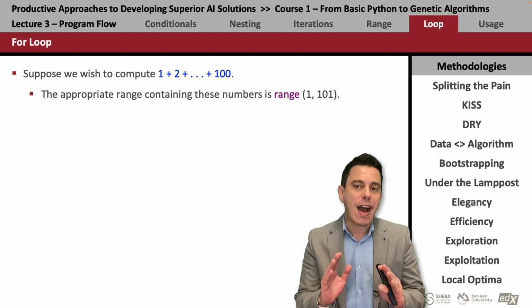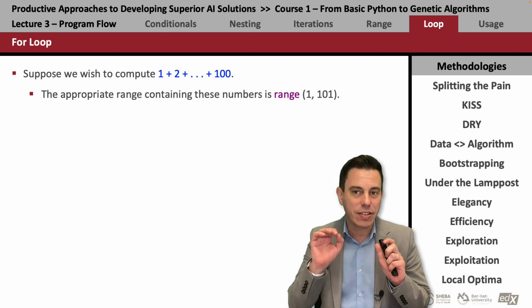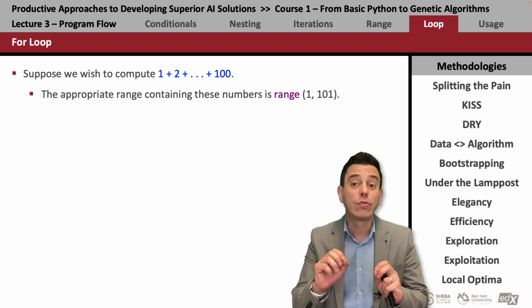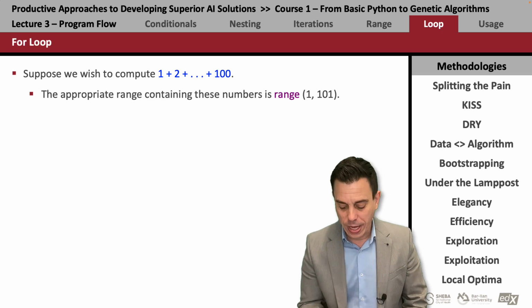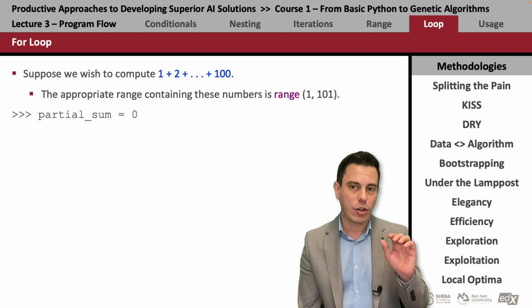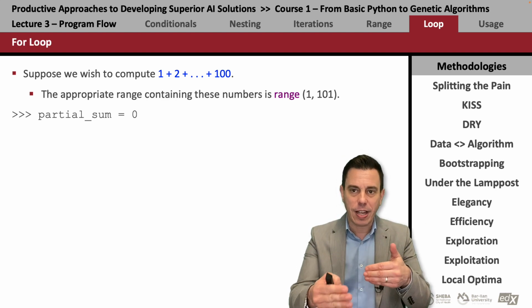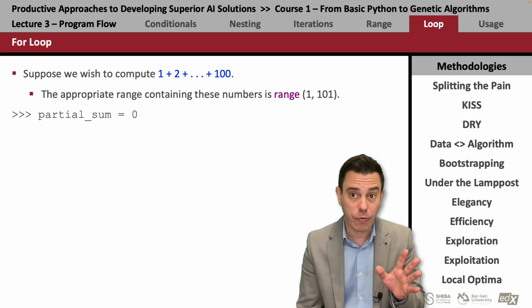But now we only have an iterator that can scan this range. We didn't do the calculation. We didn't do the summation. In order to do that, we need to write some code. So here is how it goes. We have a new variable. We call it partial sum. It will store the partial sum step by step. We initialize it to be 0, of course.